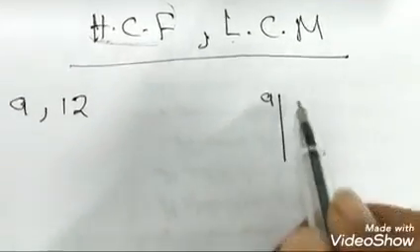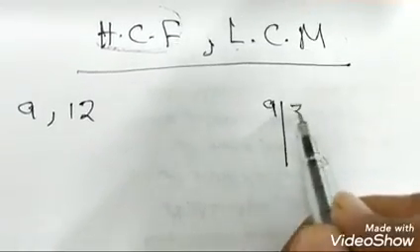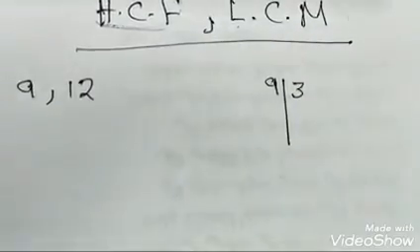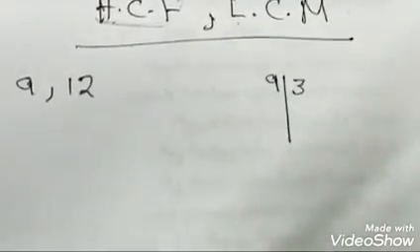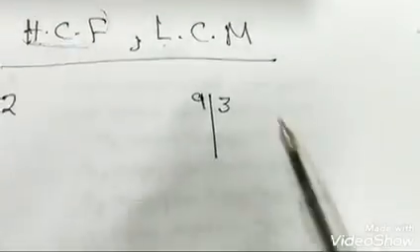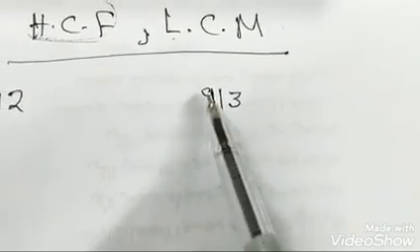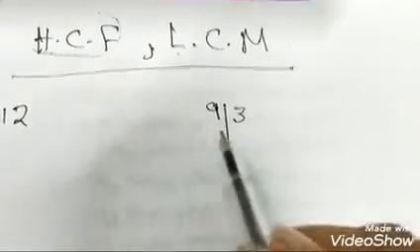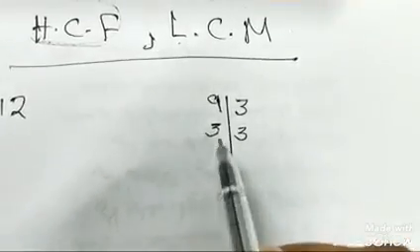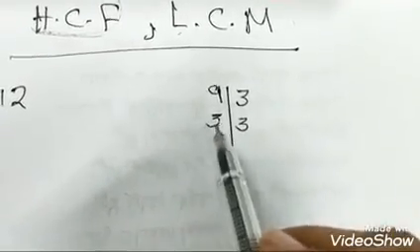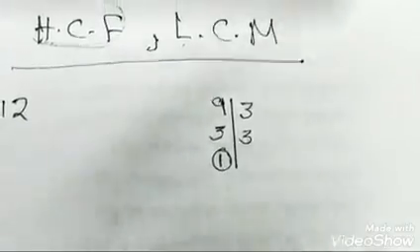9 is not divisible by 2, it's divisible by 3. 9 divided by 3 equals 3. 3 divided by 3, it's a prime number, which can be divided only by 1 and itself. 3 divided by 3 equals 1, until we have 1.